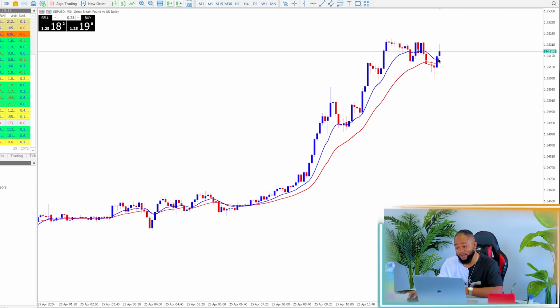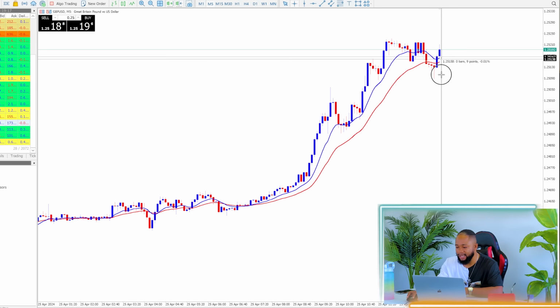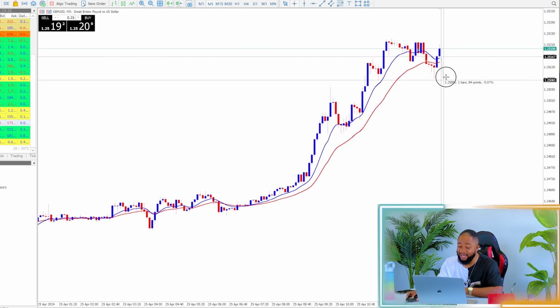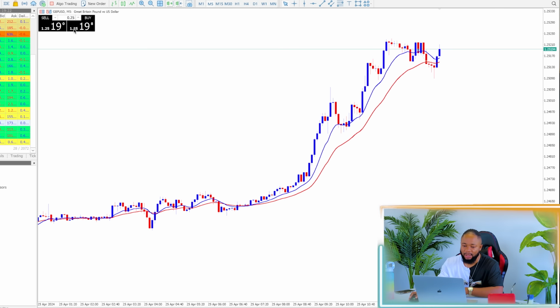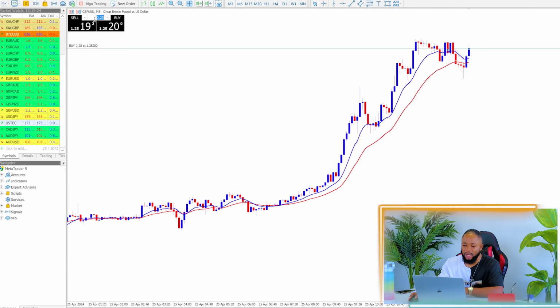Now, this is where we're supposed to get in again, right here. And the market has been pushing up, so it hasn't gone up that far. We can still get in here, put our stop loss somewhere here on 8 pips and go for 16 pips, guys. So we're still going to get in here, put our stop loss.